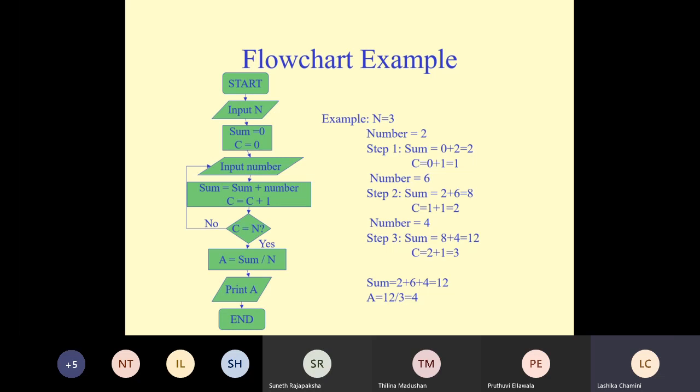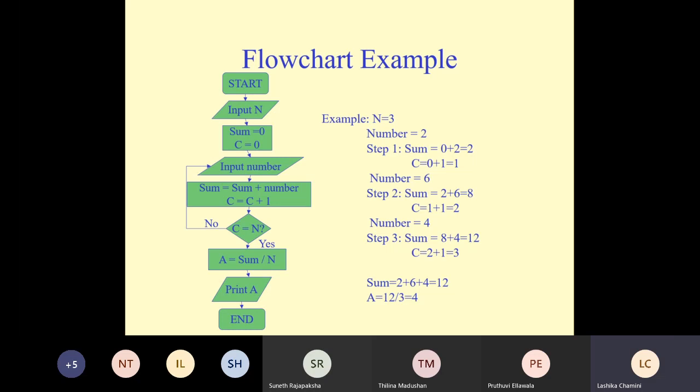As the third number, I'll input 4, and here you can see I have calculated the sum and c. So at the end of step 3, the sum is 12 and the value of c is 3. So again, we are checking in this decision structure whether the value of c is equal to n. Here you can see this condition is satisfied because now the value of c is 3. So now we can exit from the loop structure.